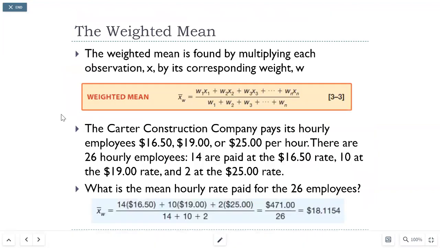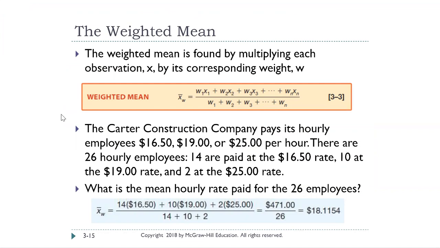Okay, this is going to be the last slide. It's called the weighted mean. So you're going to see this formula and you're going to freak out, but it's really not that crazy. All it's doing is making your life easier.